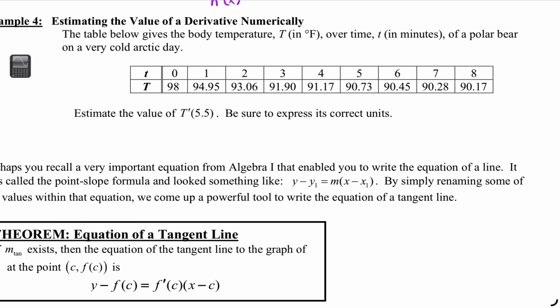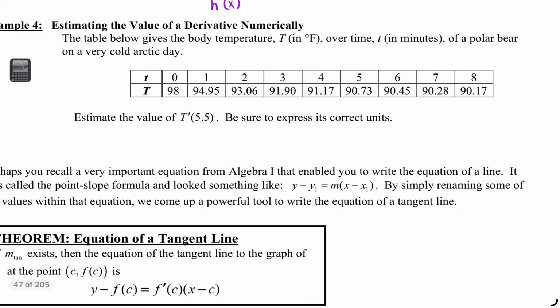So when you have questions like this, all we can do is make an estimate, and we're going to estimate t prime of 5.5 by just doing what you know as the slope formula. You're going to do y2 minus y1 over x2 minus x1 with the two values that are closest to 5.5. So I know 5.5 is right in between here and here, right? So I'm going to start by doing the y's. On top, I'm going to put y2, which is 90.45, minus y1, which is 90.73. And then on the bottom, I'm going to put x2 minus x1, which is 6 minus 1.